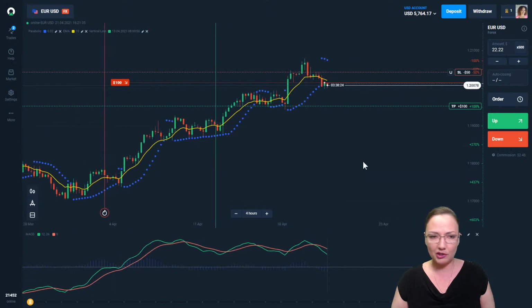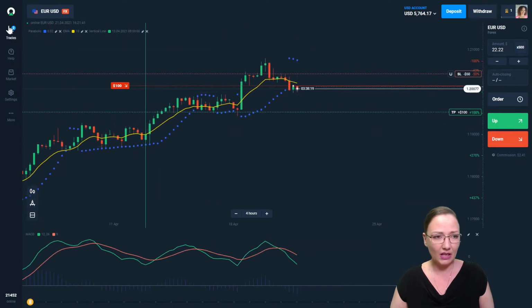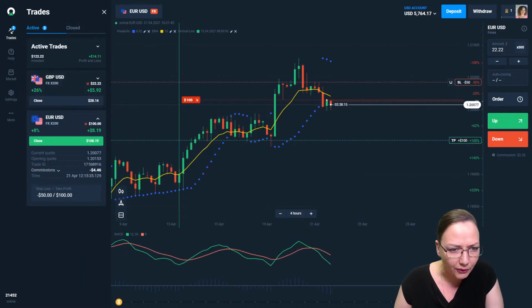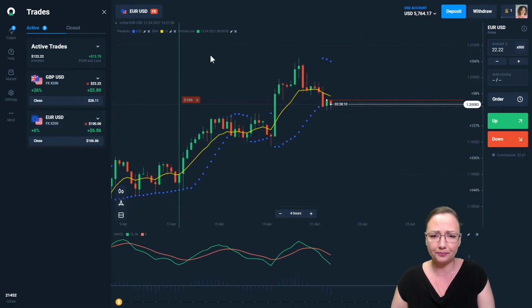So my friends, let me just show you a few interesting scenarios. I do have two trades open right now. I opened them just a few hours ago. I have Euro US dollar and GBP USD.